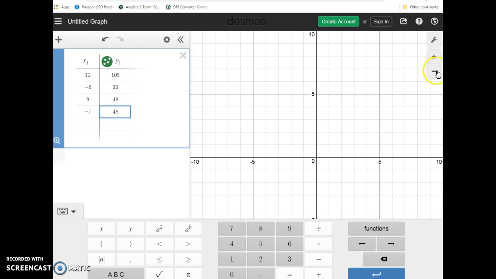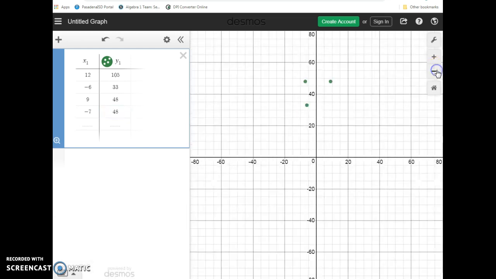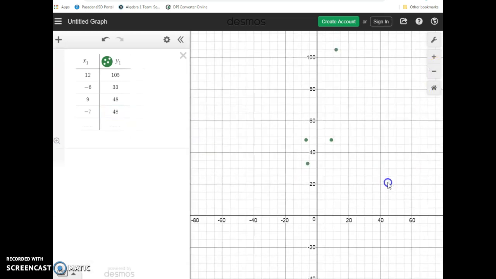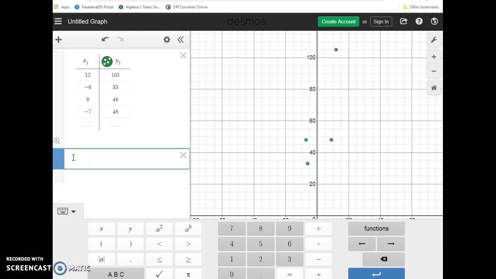And I want you to zoom out so that you can see all the points and make sure that it is a quadratic. Now this one you can't really tell that it's a quadratic, but I know for sure it's not a line. So if we go like this, it kind of looks like a quadratic, right? So I know that it's not linear, so I'm going to type the quadratic regression on here. Everybody follow along.